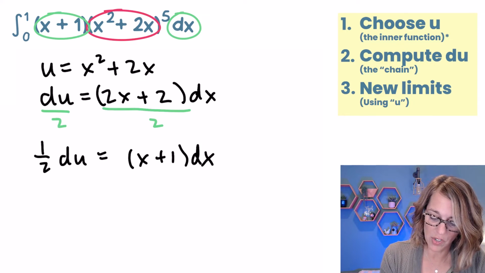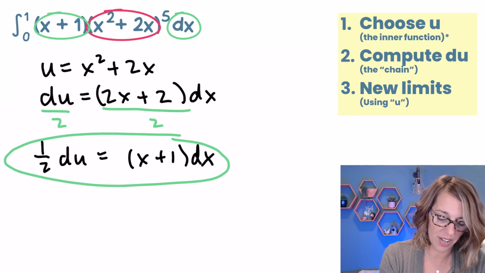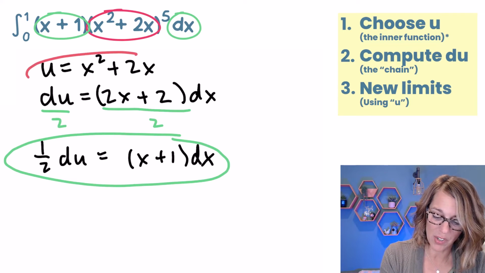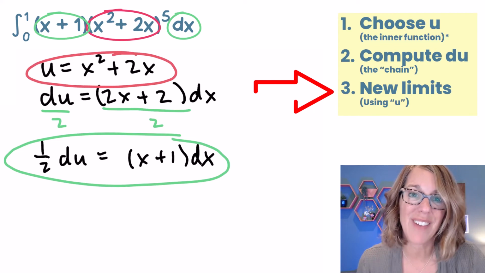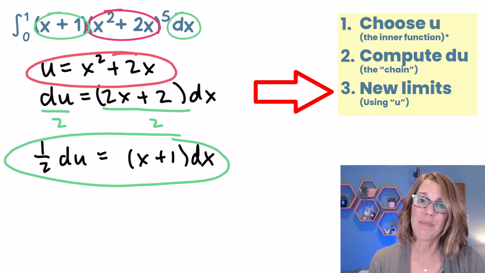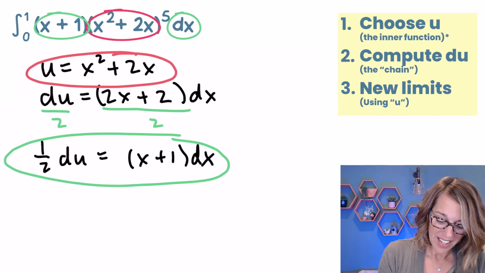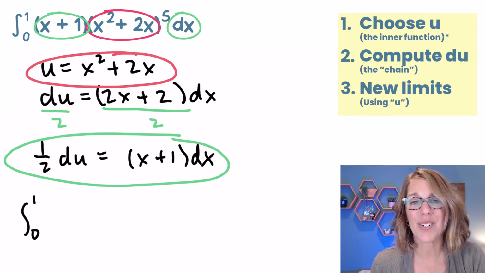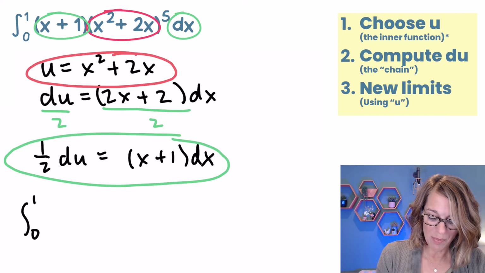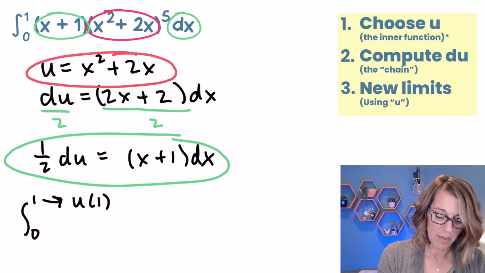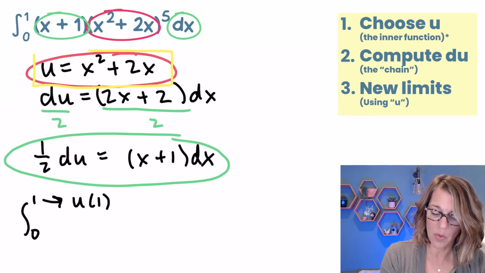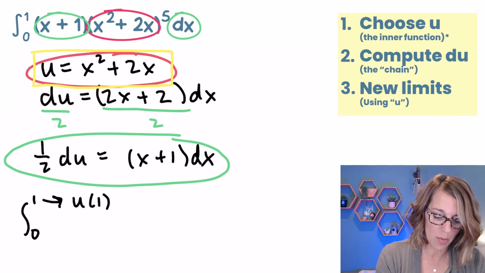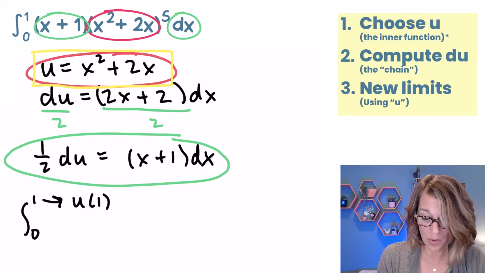So I've got my substitution for my x plus 1 dx, and I've got my substitution for u, but next I've got that last step, and that's to replace those limits of integration. Now, my limits of integration were 0 to 1, but these were in terms of x. I need to change both of these in terms of u. So I need to do u of 1. But if I go up to that formula for u, it is x squared plus 2x. So I'm going to plug a 1 in there.